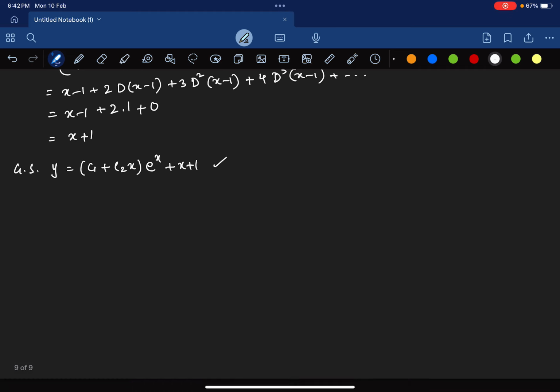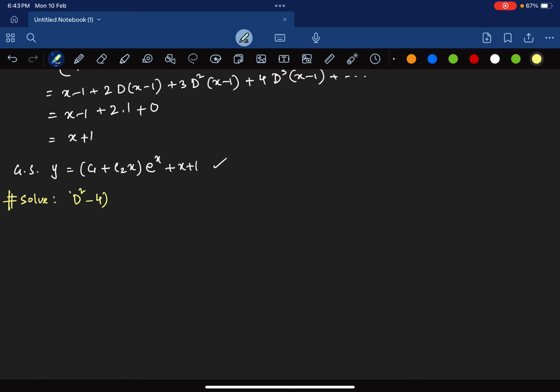Now another question I can take from this same domain. Suppose next question, write down, solve (D square minus 4) y is equal to x square. Solution.